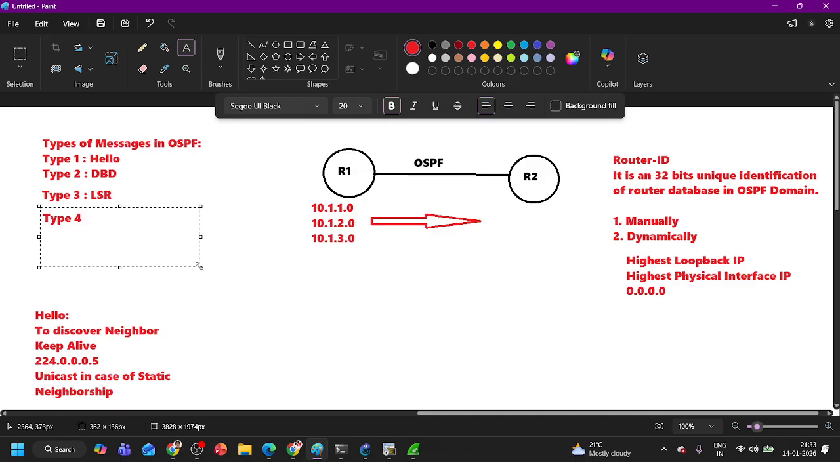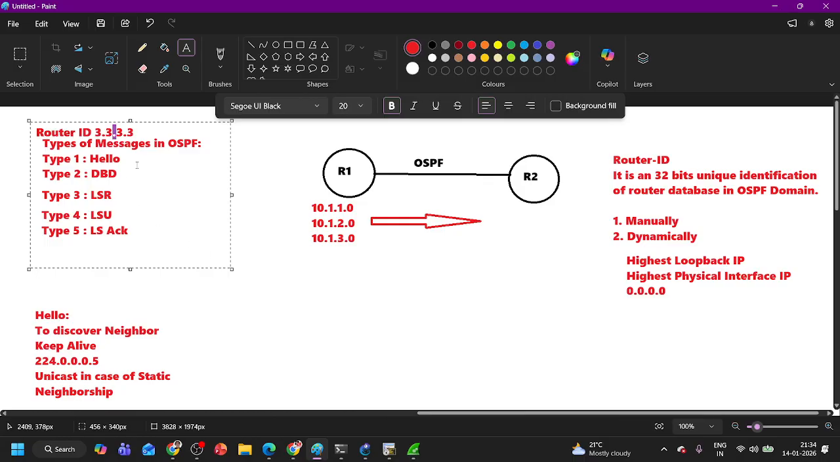So LSR, then LSU, which is the actual update message. Type 4 is LSU, and type 5, the last message, is LSAck. So request, update, and acknowledgement. These messages are used to exchange the database. Now, to understand all types of messages, side by side we have to understand states as well.